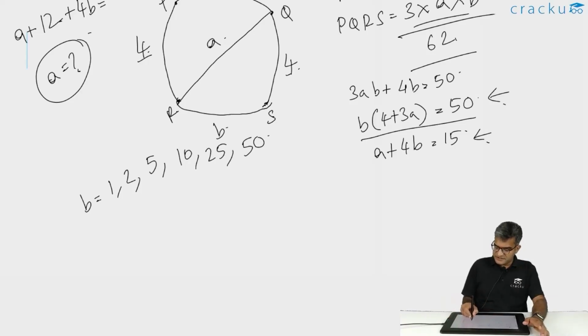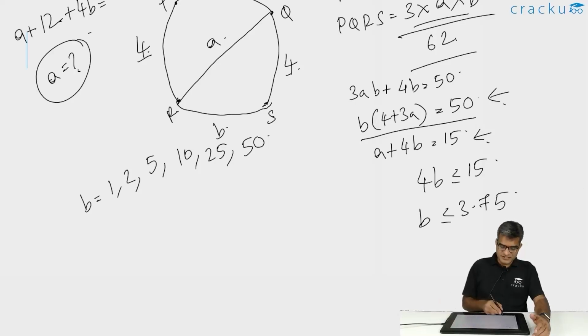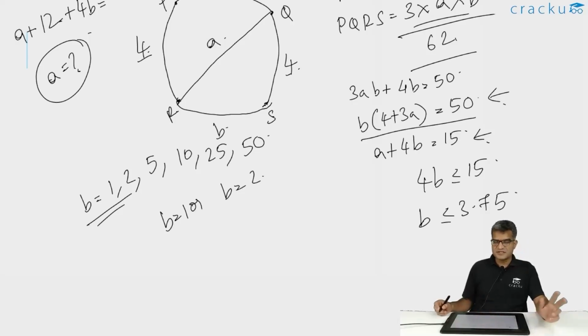From this equation, we know that 4B has to be less than 15 because A plus 4B is equal to 15. 4B itself cannot be greater than 15. So if 4B is less than or equal to 15, the value of B is less than or equal to 3.75. So essentially only these two matter. So either B is 1 or B is 2. These are the only two cases.